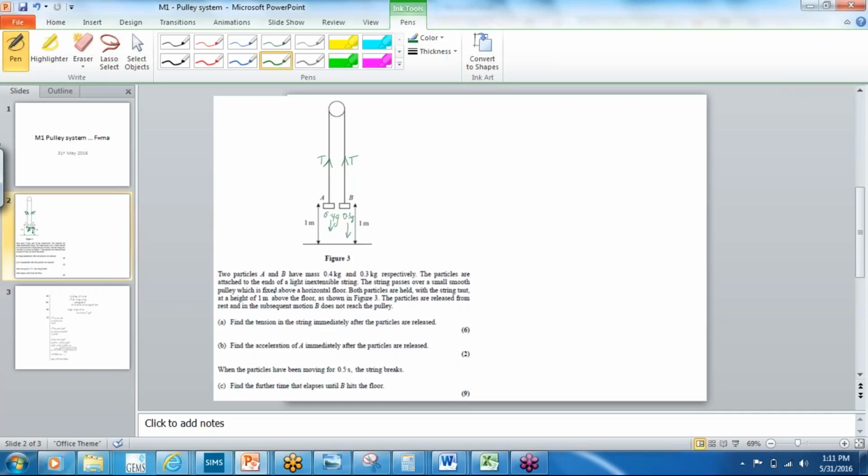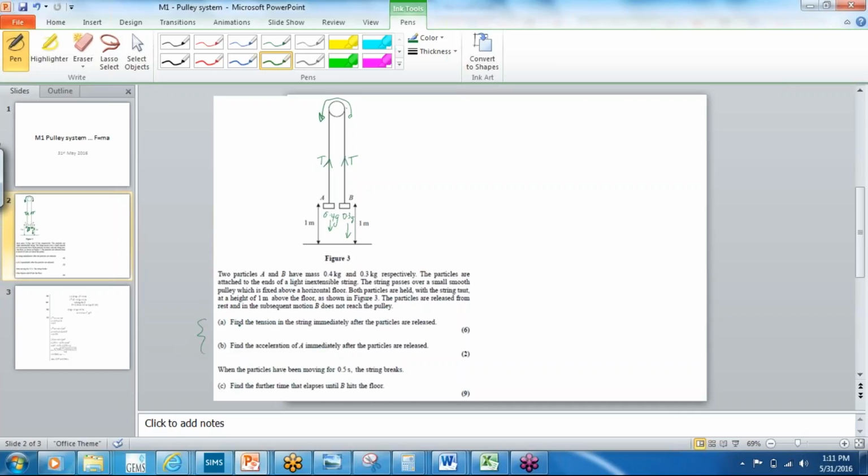It passes over a smooth pulley, so there's no resistance force in the pulley, which is fixed above the horizontal floor. Both particles are held with the string taut at a height of 1 meter above the floor. The particles are released from rest, and in the subsequent motion B does not reach the pulley. Because we've got a stronger force acting down at A than B, the direction of motion will be anticlockwise. Let us look at part A, finding the tension in the string immediately after the particles are released, and part B, find the acceleration immediately after the particles are released.